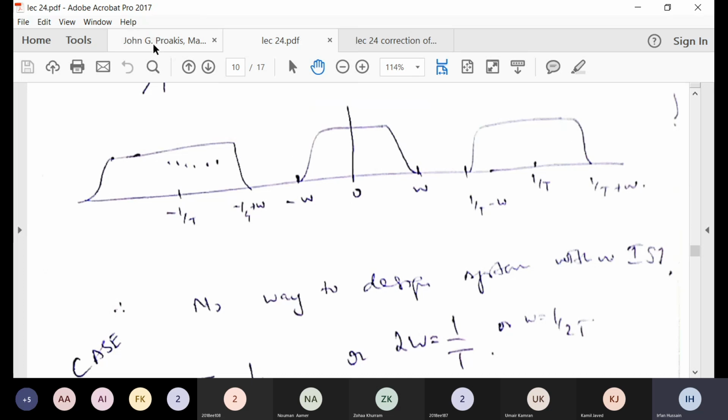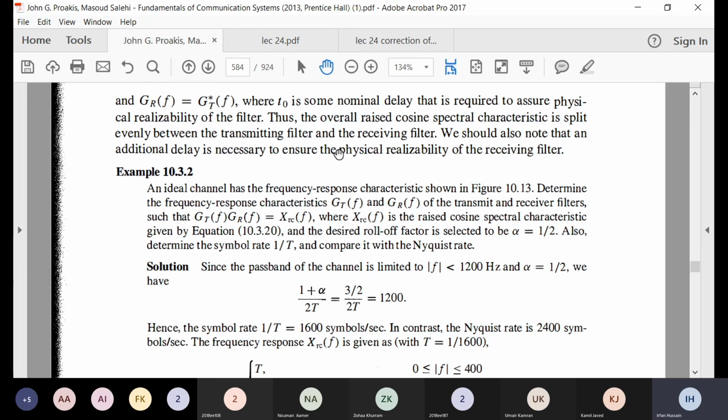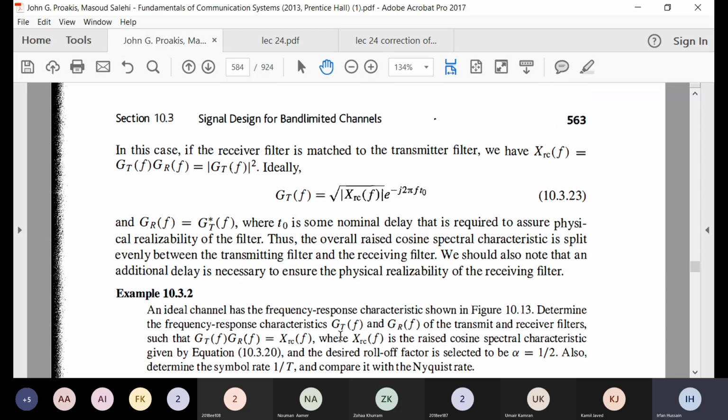So we are not working at the Nyquist rate, but we are working at frequencies less than the Nyquist rate, 1 over 1600, so that we can have a practical and realizable filter. We need this additional delay so that we have physical realizability, and the overall response has to be a raised cosine. So you can split the raised cosine filter between the transmitting and the receive filter.